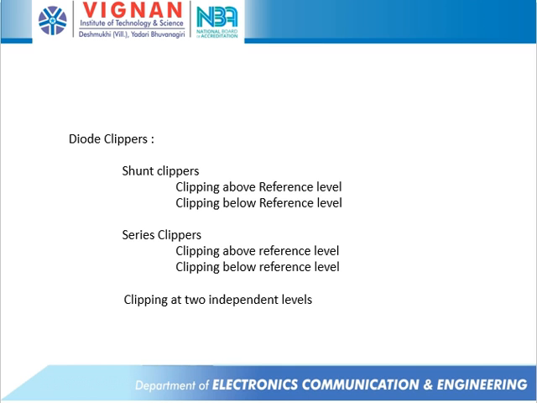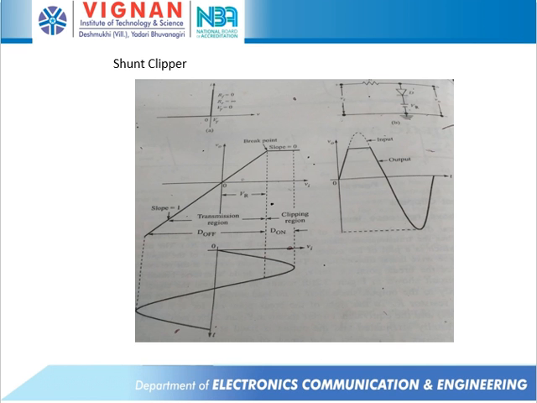So if you want to eliminate our signal at two different levels, then we need to use multiple diodes. So clipping at two independent levels can also be considered as double-ended clippers, because we are going to use multiple clippers to eliminate our signal at independent levels. So first we'll start with our shunt clippers.